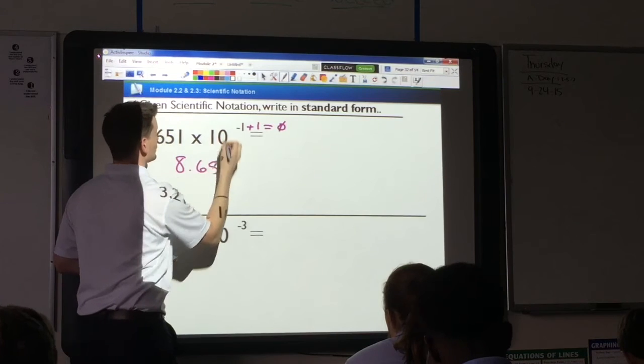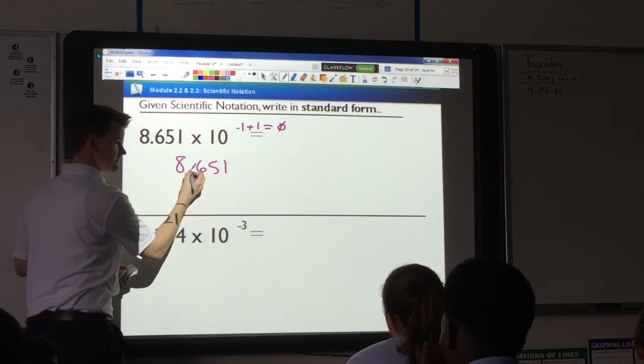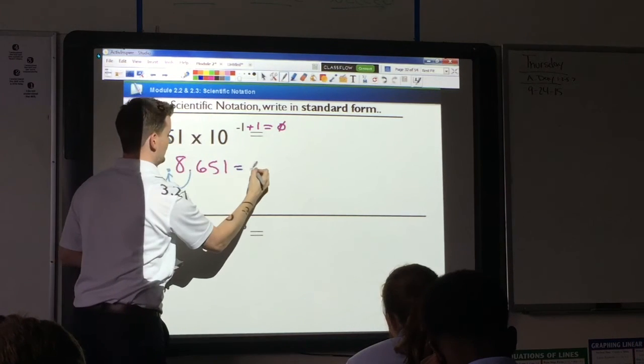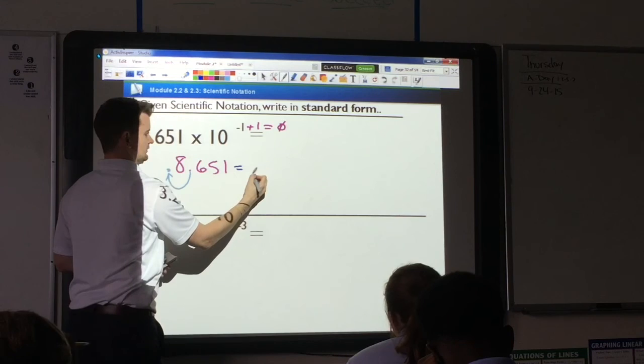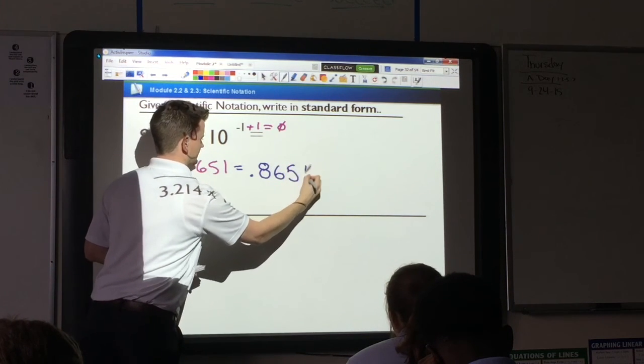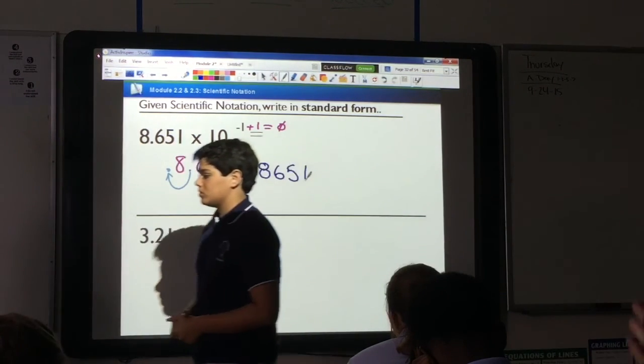Which way are you moving the decimal? How many times? 1. Drop it, and then write it out as, what are you going to write? 0.8651. Good job.